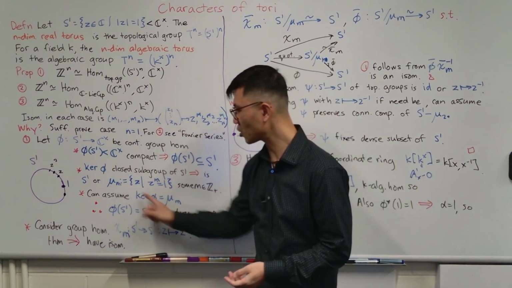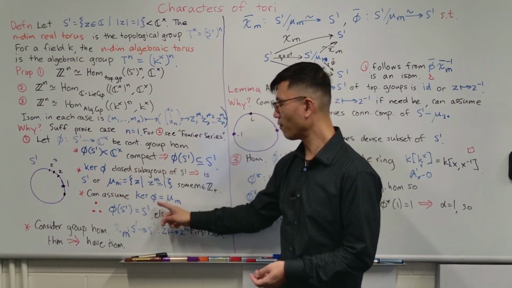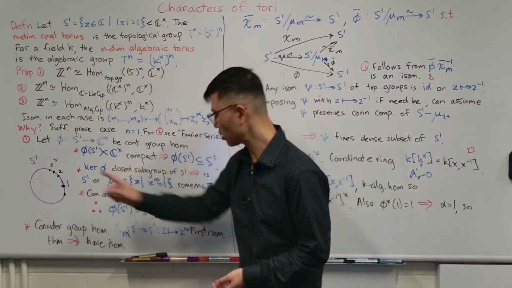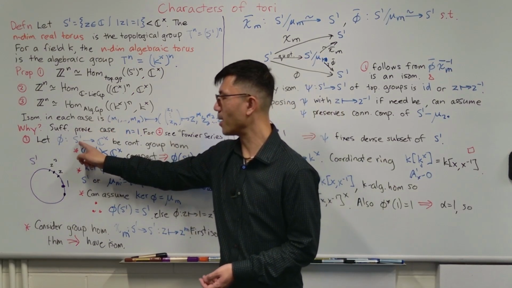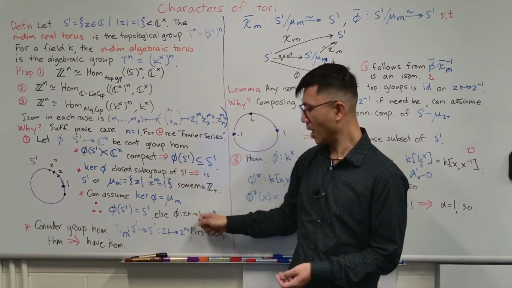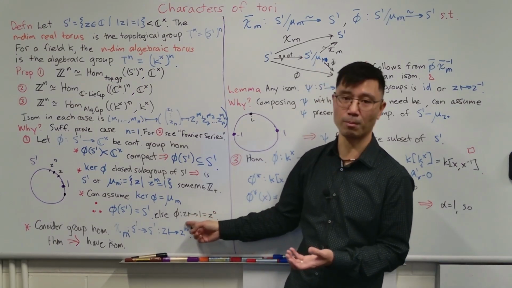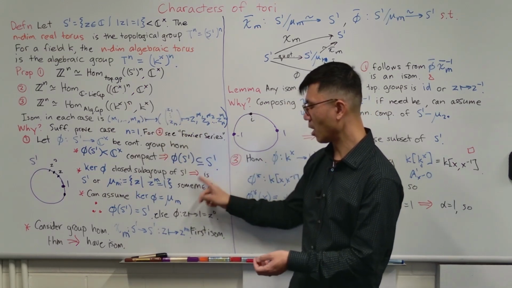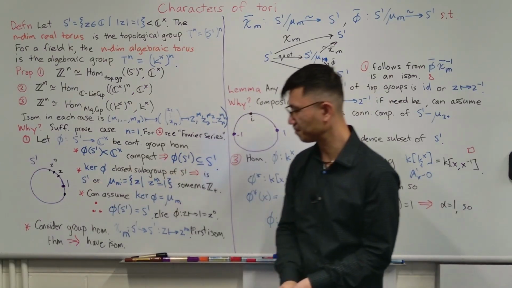So I claim that now you can assume that the kernel of phi equals mu m. Why is that true? Because if the kernel of phi was instead S1, what's happening? If the kernel of phi is S1, the whole of the domain, that means that everything gets mapped to 1. So everything z gets mapped to 1, and 1 is just z to the 0. So you're just taking the 0th power of every complex number. So that case is covered. That's a possibility, and that's where the 0 case comes in. So 0 corresponds to the case where the kernel of phi is S1.